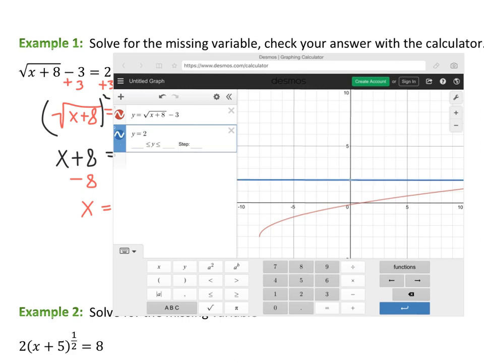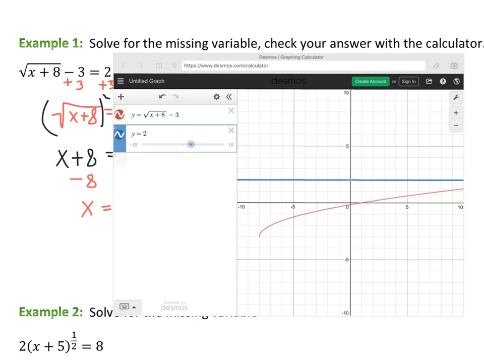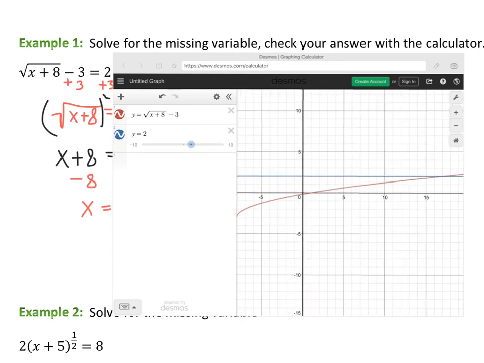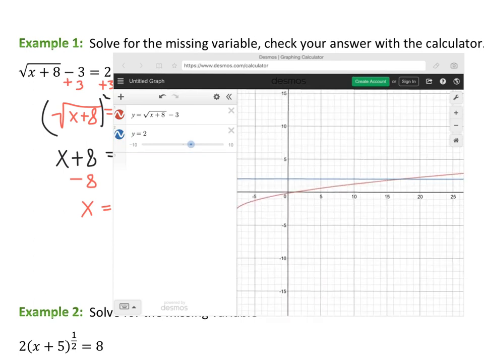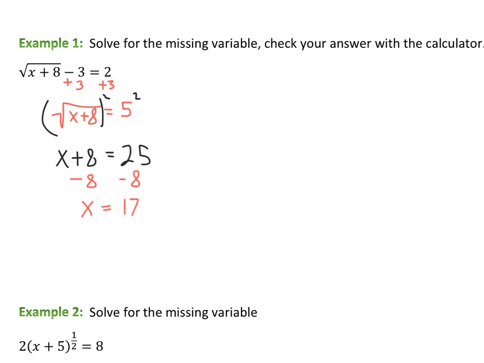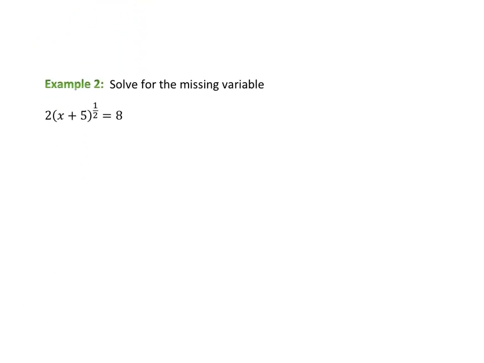Now, the reason why I recommend doing this is, even though in Desmos you can type it all in just as is, in other calculators you can't. So typing it in as I just did, you can do that in any graphing calculator. To look at the solution, the solution is the x value where the two lines that I just graphed cross or intersect. So that's 17, which matches our solution. So it is indeed correct.